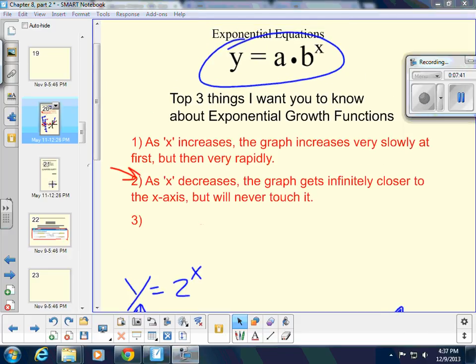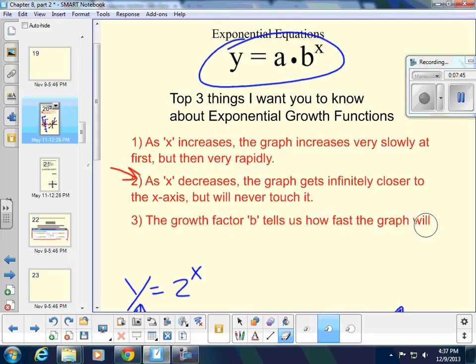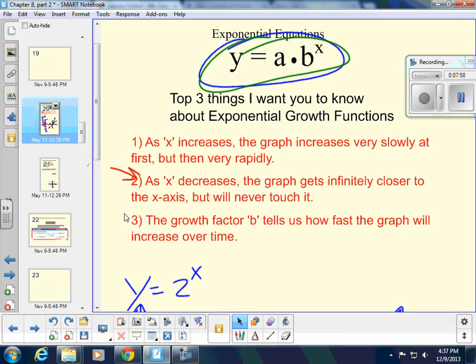And then going back to my list here, my third point. So I've talked enough about the second one, giving you some example of how that works. But talking about the third one now, one more thing we should know is the growth factor, b. The growth factor, our b in our equation up here for an exponential growth equation, is what tells us how fast the graph will increase over time. Again, that's our growth factor.